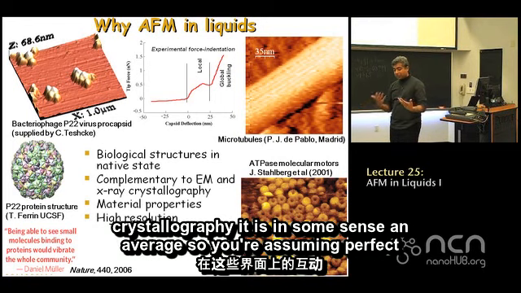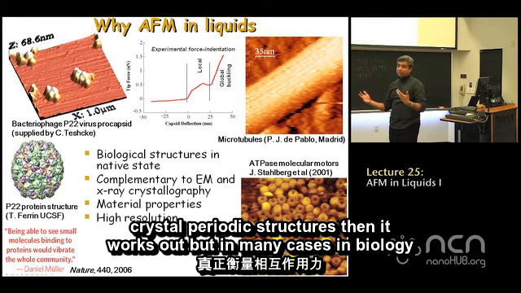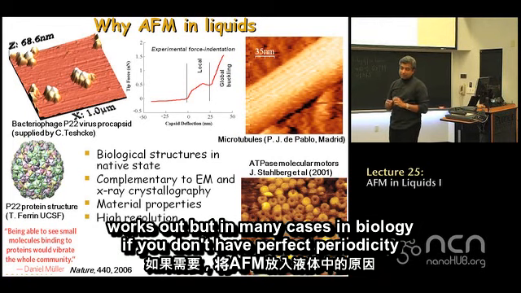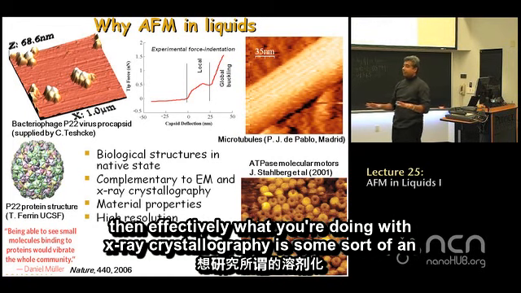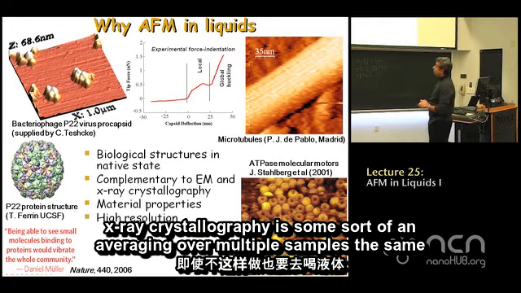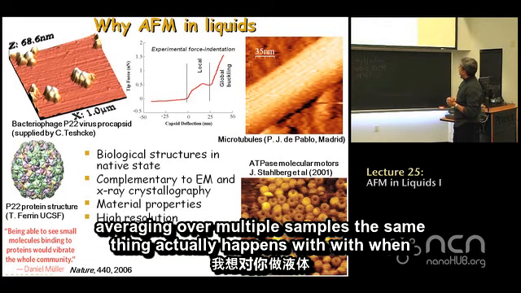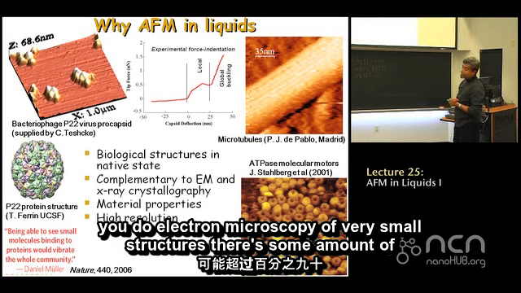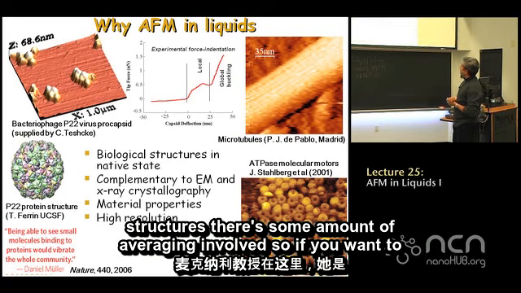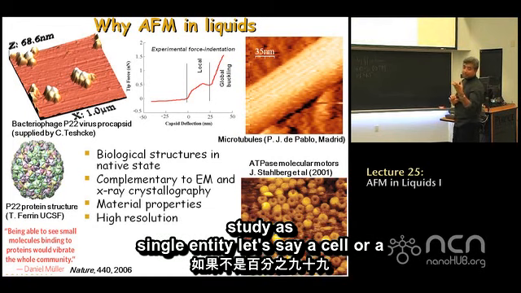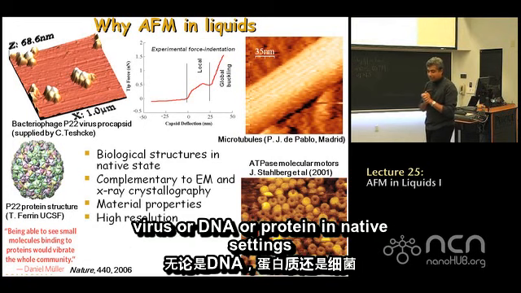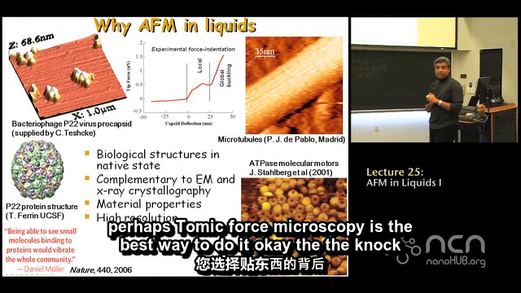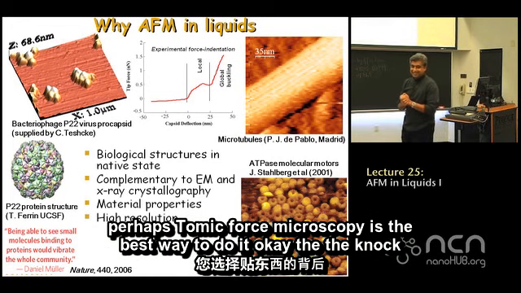So you're assuming perfect crystal periodic structures, then it works out. But in many cases in biology, if you don't have perfect periodicity, then effectively what you're doing with X-ray crystallography is some sort of an averaging over multiple samples. The same thing actually happens when you do electron microscopy of very small structures. There's some amount of averaging involved. So if you want to study a single entity, let's say a cell or a virus or DNA or protein, in native settings, perhaps atomic force microscopy is the best way to do it.